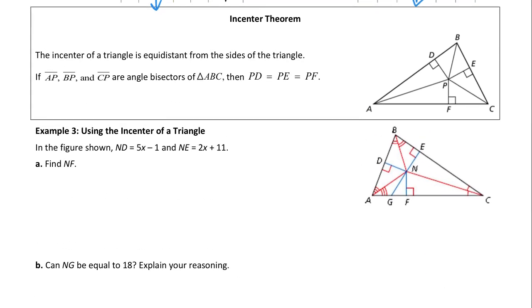I'm just asking you to use some properties to find the in-center. The in-center of a triangle is the same distance from the sides. When we look back, the in-center is equidistant, the same distance from each side. This is formed by the angle bisectors.